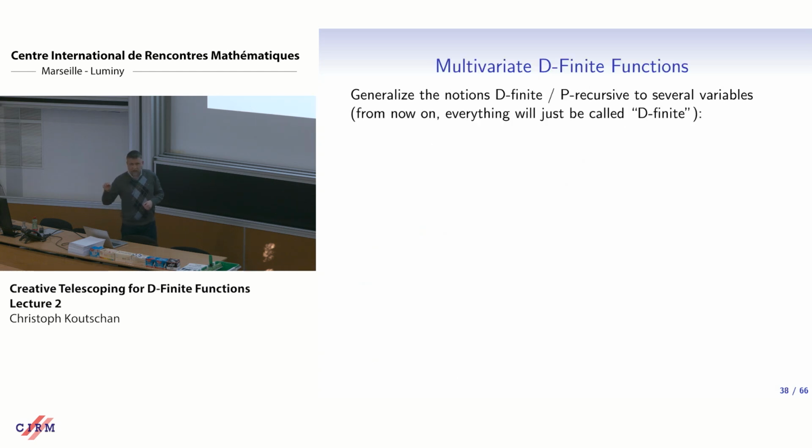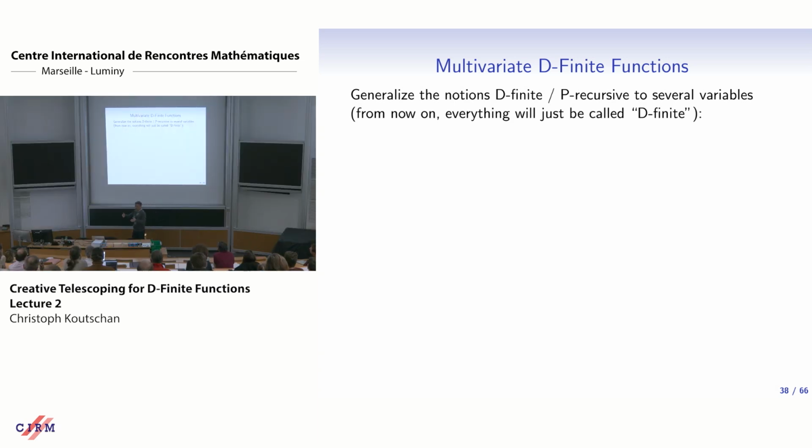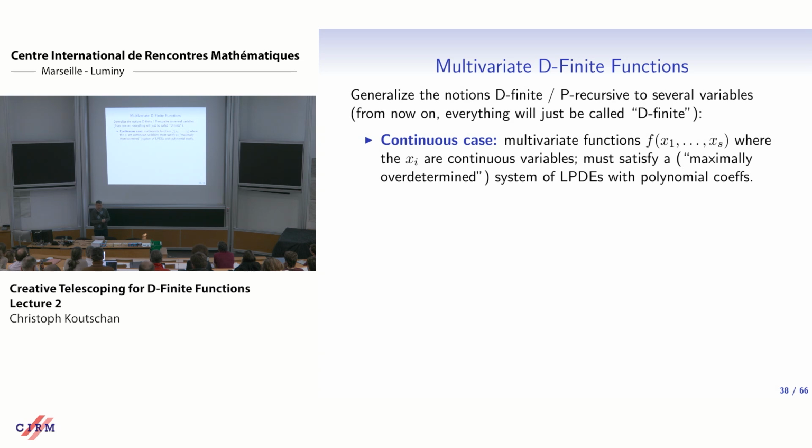Okay, now so far we have looked at univariate functions and univariate sequences, but the goal is to talk about multivariate D-finite functions. So we want to generalize what we have seen to a multivariate setting. And as I said, from now on, I will not talk anymore about p-recursive versus D-finite. But I call everything D-finite, whether it's in the shift case or in the differential case, or we can be in mixed cases. So D-finite is now the word for everything.